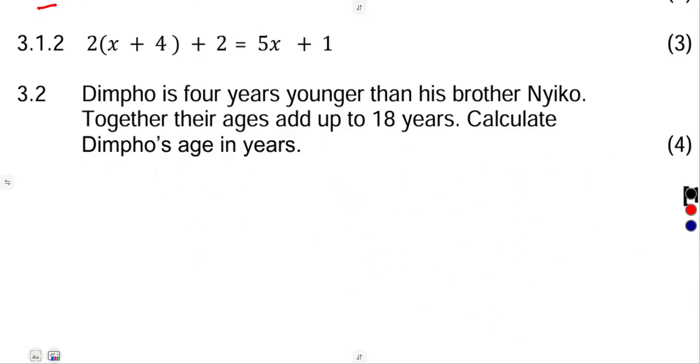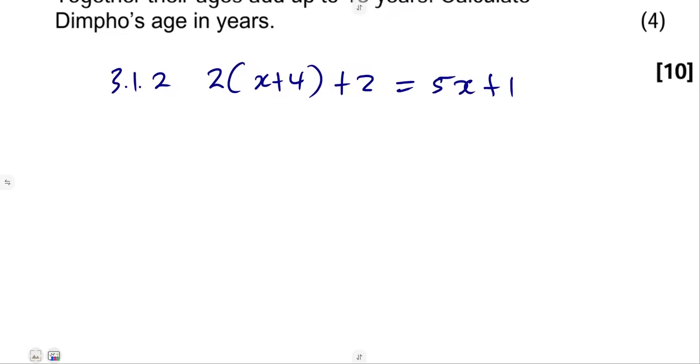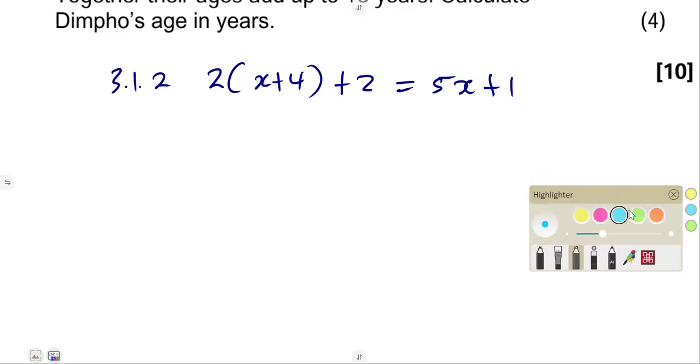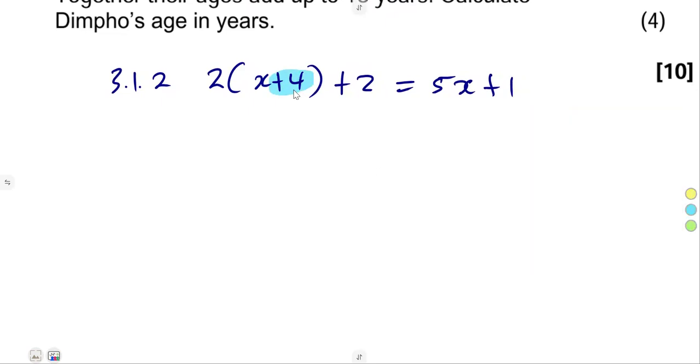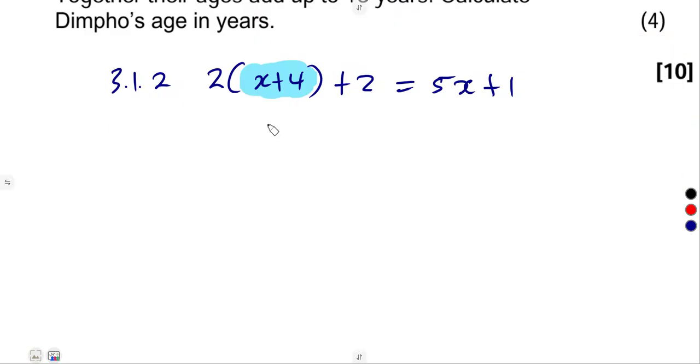All right, 3.12. Again, so for x, where we have got brackets, this and that. All right, let's see. 3.12, that's 2 into x plus 4, all right, plus 2 is equal to 5x plus 1. Okay, for 3 marks. Let's see. Gonna expand our brackets. As we can see, there is a bracket on the left-hand side of our equation. So that's gonna be expanded by what? By 2.